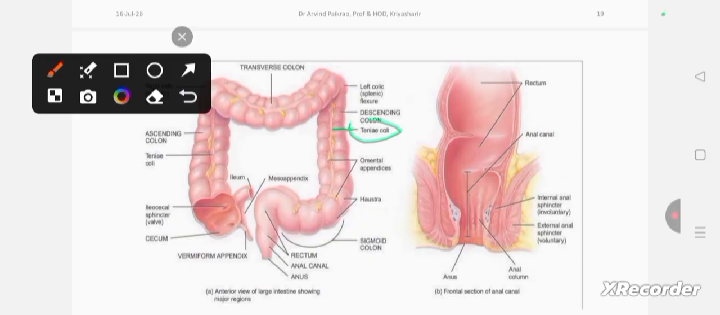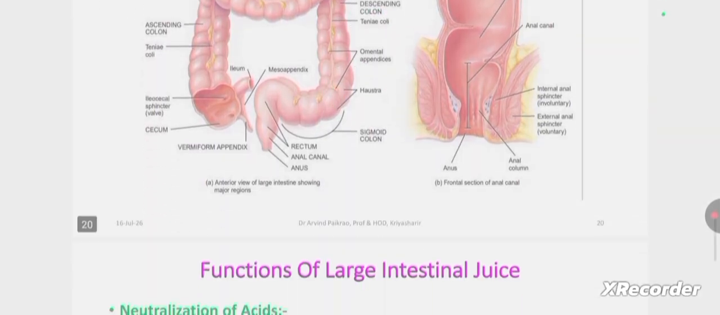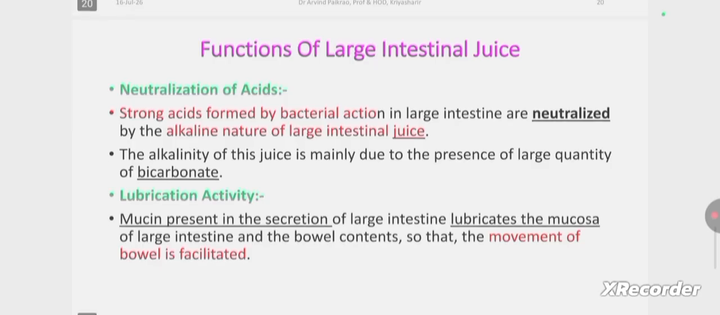Because of that, the wall falls into pouches, and these pouches are known as haustra or haustration. They appear in the large intestine. This is a special feature of the large intestine. In that way we are understanding this. So next we'll see the functions of the large intestine.